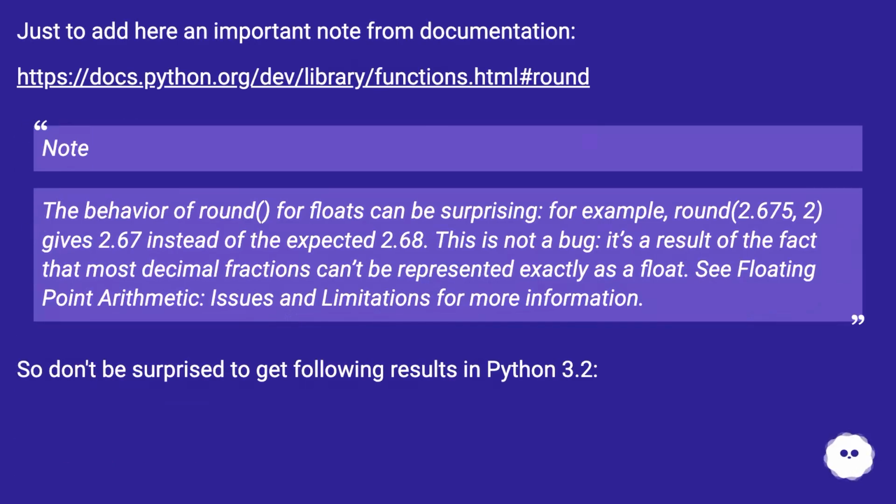Just to add here an important note from the documentation at this URL: the behavior of round for floats can be surprising. For example, round(2.675, 2) gives 2.67 instead of the expected 2.68. This is not a bug. It's a result of the fact that most decimal fractions can't be represented exactly as a float. See Floating Point Arithmetic: Issues and Limitations for more information. So don't be surprised to get the following results in Python 3.2.